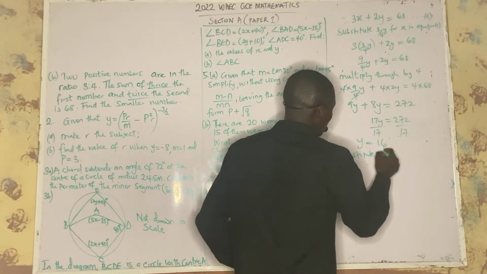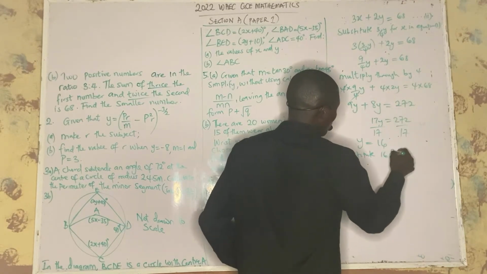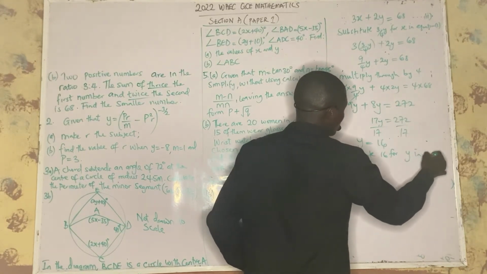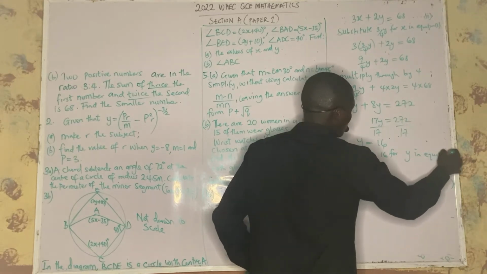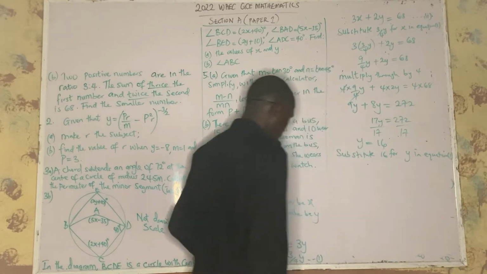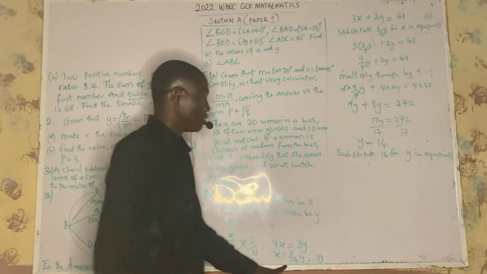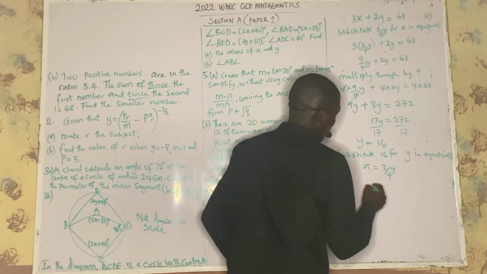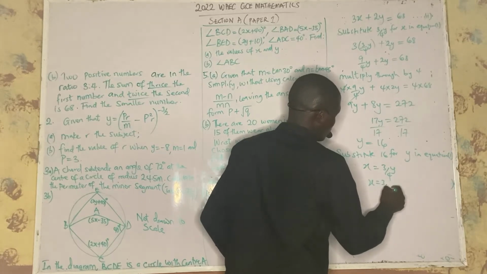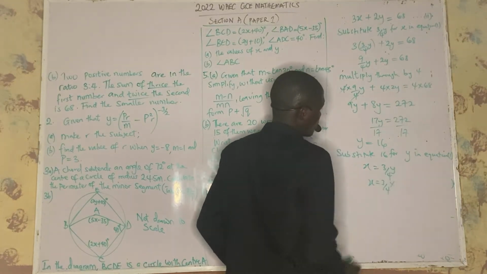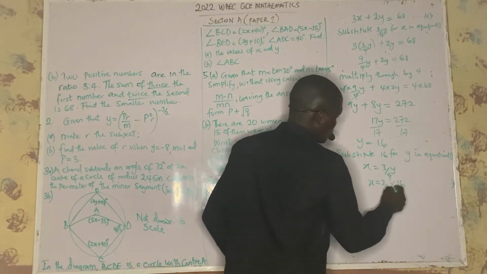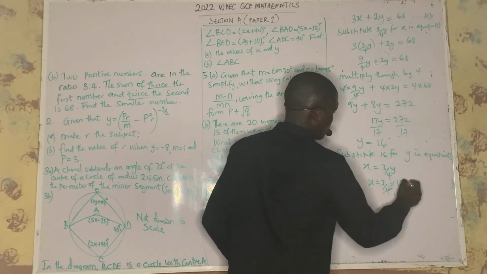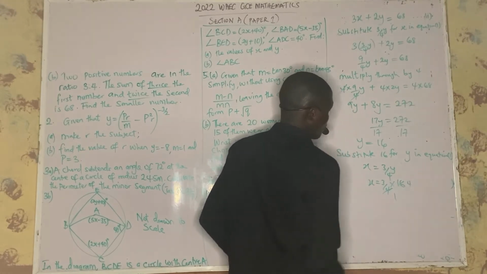Substitute 16 now for y in equation 1. What's our equation 1? x is equal to 3 over 4y. So x is equal to 3 over 4 multiplied by y, which is 16. So 4 here, 1, 4 here. 4 in 16 is 4.